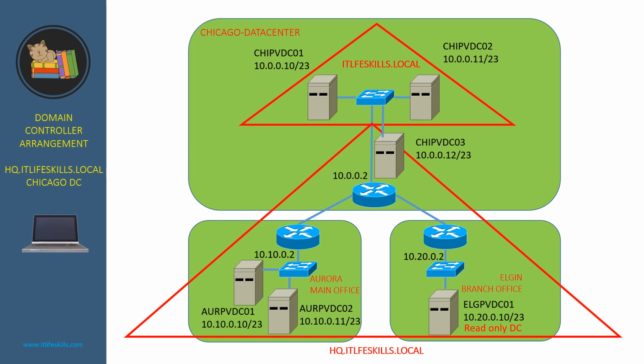This is very important because hq.itlifeskills.local is the account and resource domain. So if the domain controllers in other locations are down for any reason, we still have users remote to the data center and continue working.